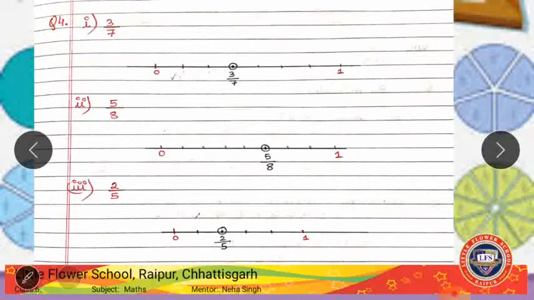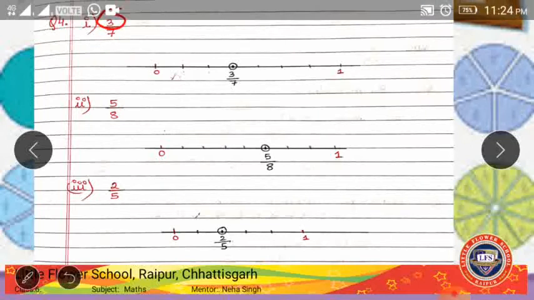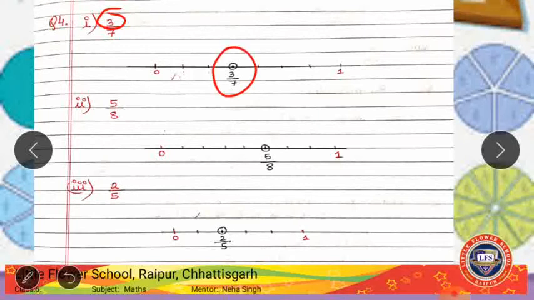And see, the numerator is 3, which means we will mark the third part. Numerator is 5 means the fifth part. Numerator is 2 means the second part will be marked, right? So this was question number 4.